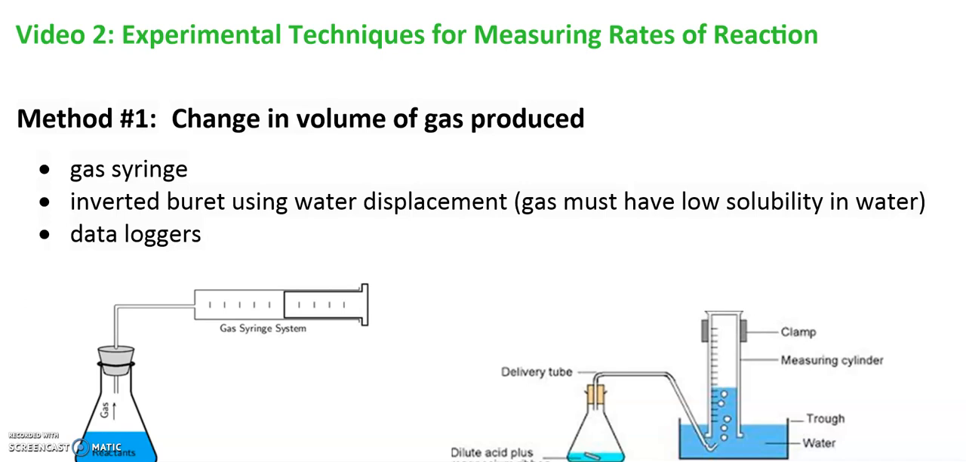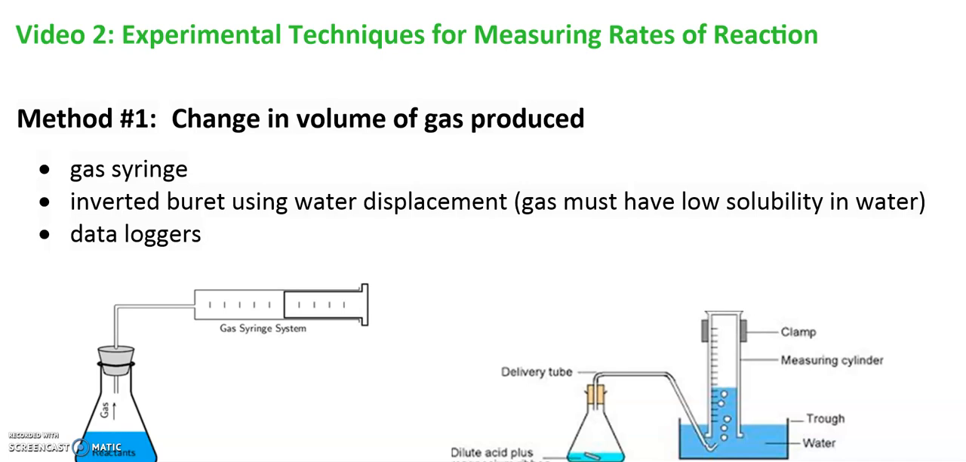This video is on how to measure reaction rates through experimental techniques. So there are 6 different ways I'm going to briefly talk about. Make sure you read in the book about these and look at some of the diagrams and pictures as well to more thoroughly understand this.